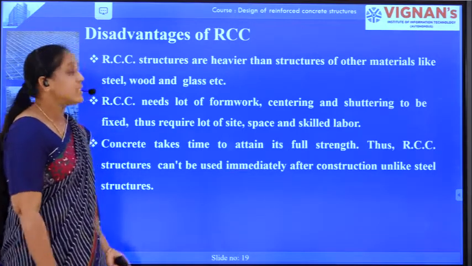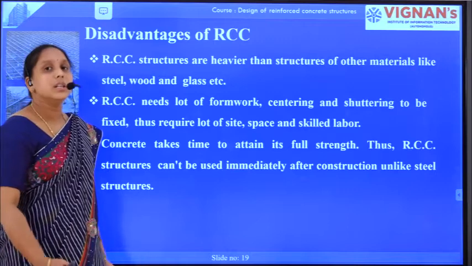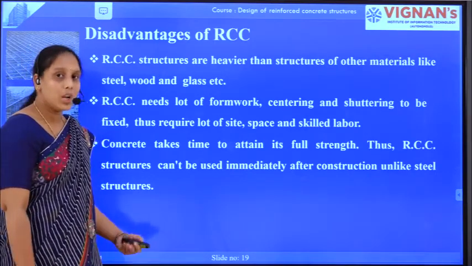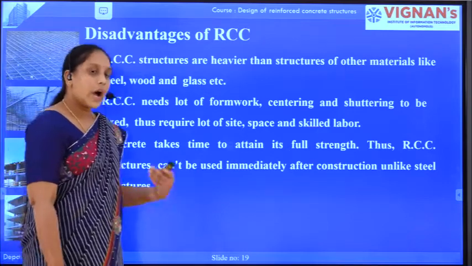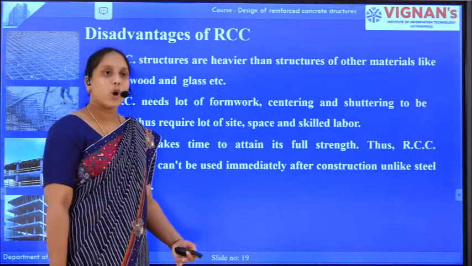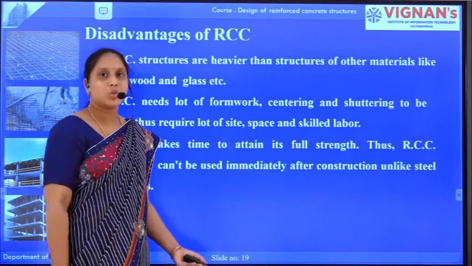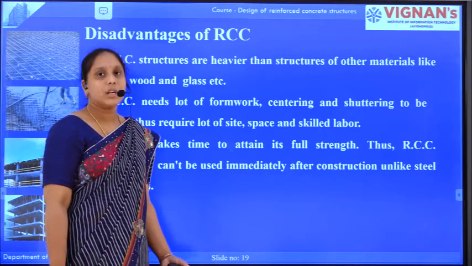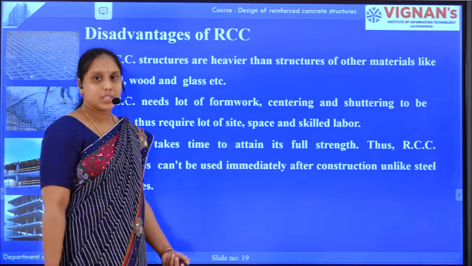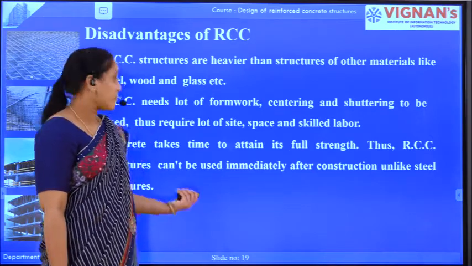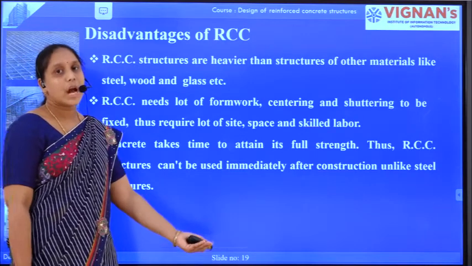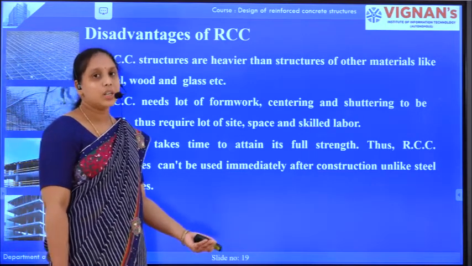And the next disadvantage of RCC is that reinforced cement concrete takes some time to attain its full strength. After the pouring of the concrete, RCC structures cannot be directly put into use. It requires some minimum time for gaining sufficient strength. So, the disadvantage is that they cannot be put into use right after casting.